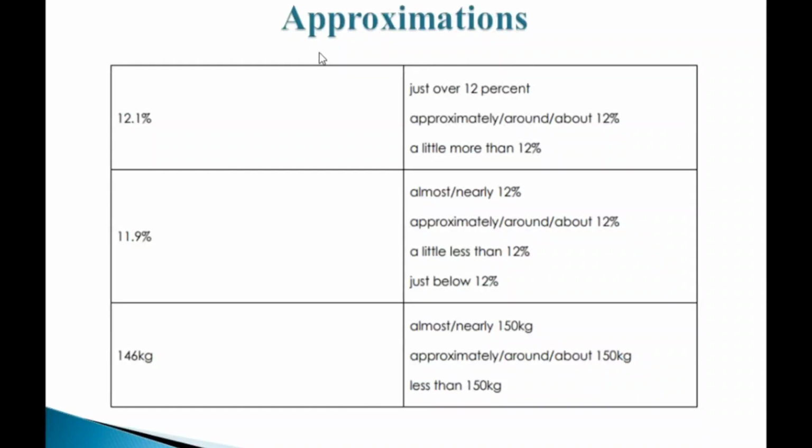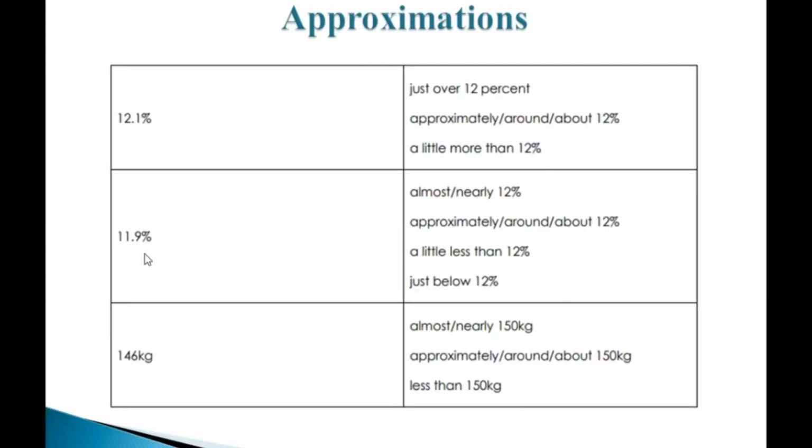Next, before starting the table, there are some approximations that are used for tables. If the number provided in the table is not exactly a whole number but a decimal number, then you will use these approximations. Like if the number is 12.1 or 12.2, you can use any of these: it is around 12%, it is about 12%.